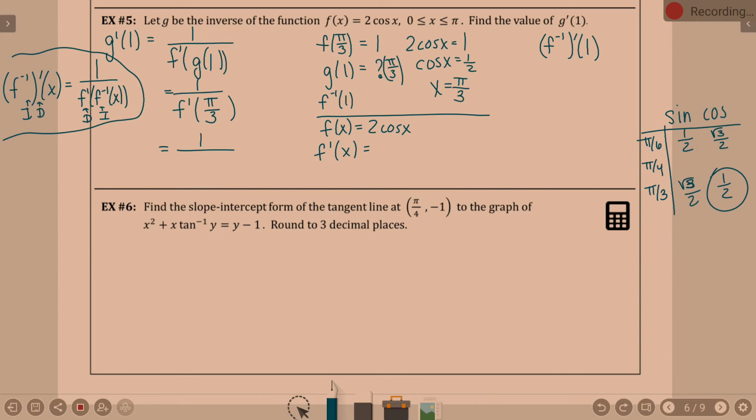Negative 2 sine x. So we want to find f prime of pi over 3, which is negative 2 times sine of pi over 3. Negative 2 times root 3 over 2. But the 2's cancel. Yes.